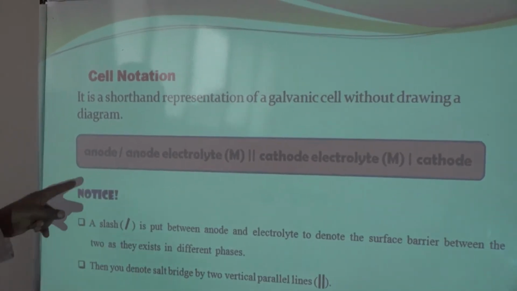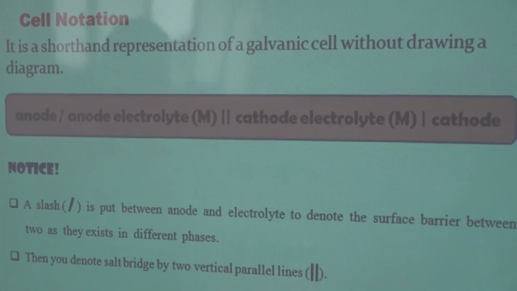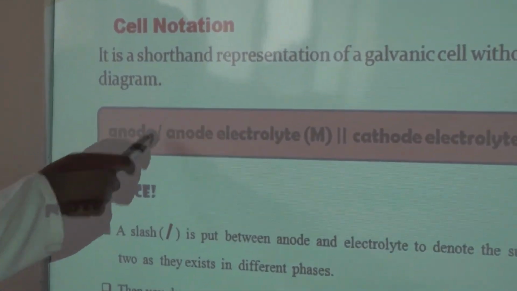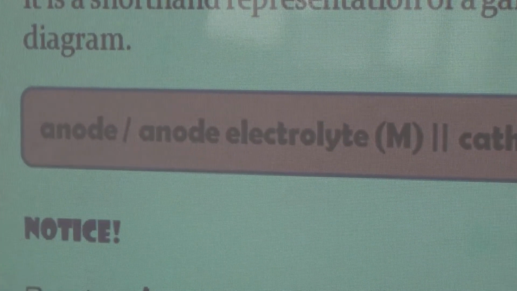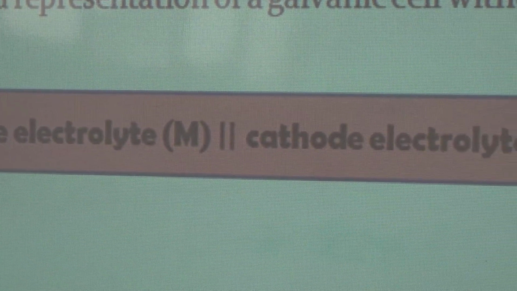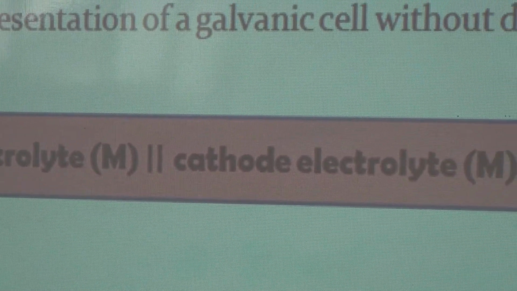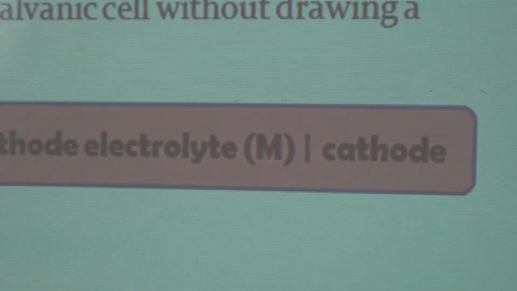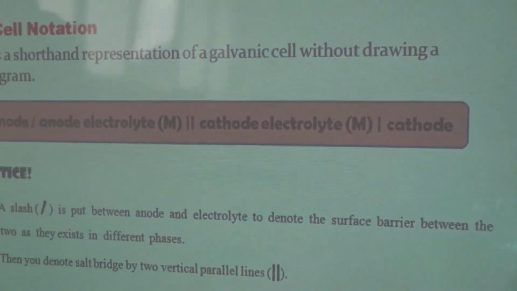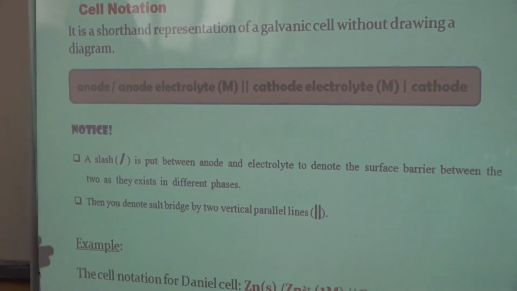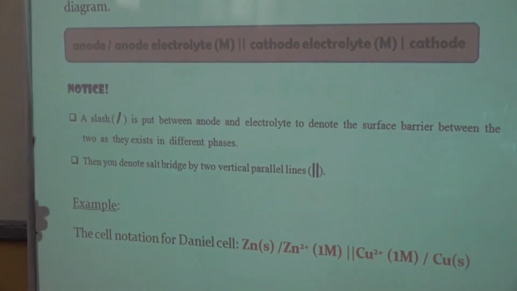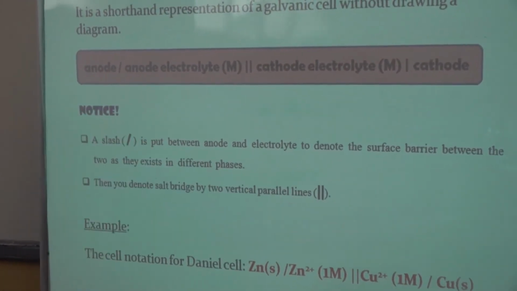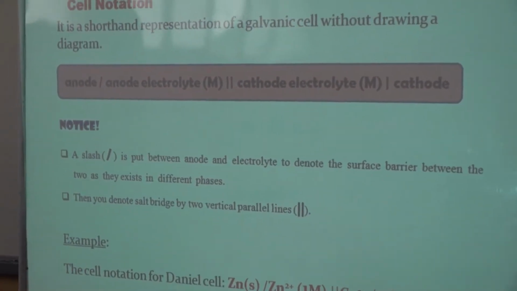In cell notation, don't forget this very important point. Always write the anode, then a slash, then the anode electrolyte and a vertical line. You know that, students, the vertical line means the salt bridge, and then the cathode electrolyte, this is the fourth part. Here, the slash represents the separation between the anode metal and the electrolyte of the anode, and the double line represents the salt bridge. You know what a salt bridge is.